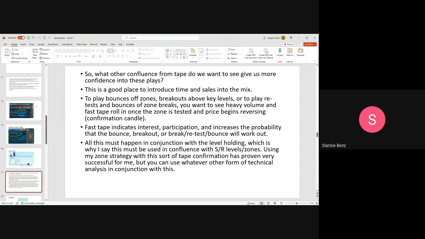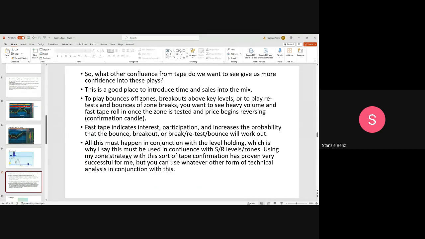So once you see that confirmation candle, you're going to look at your Bookmap. Okay, it's rejecting that level. You're going to look at your time and sales, and you see the tape speeding up as the price turns down. That is your indication to go in and follow this trade down.